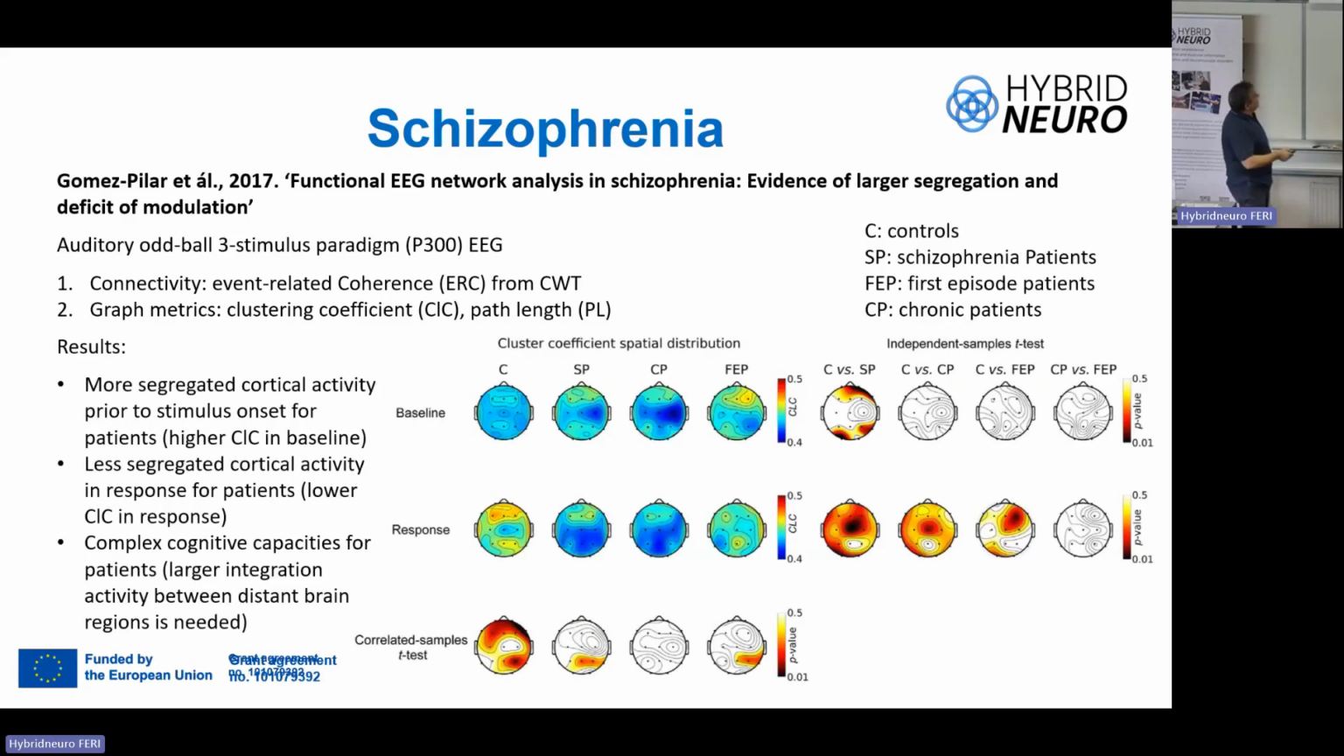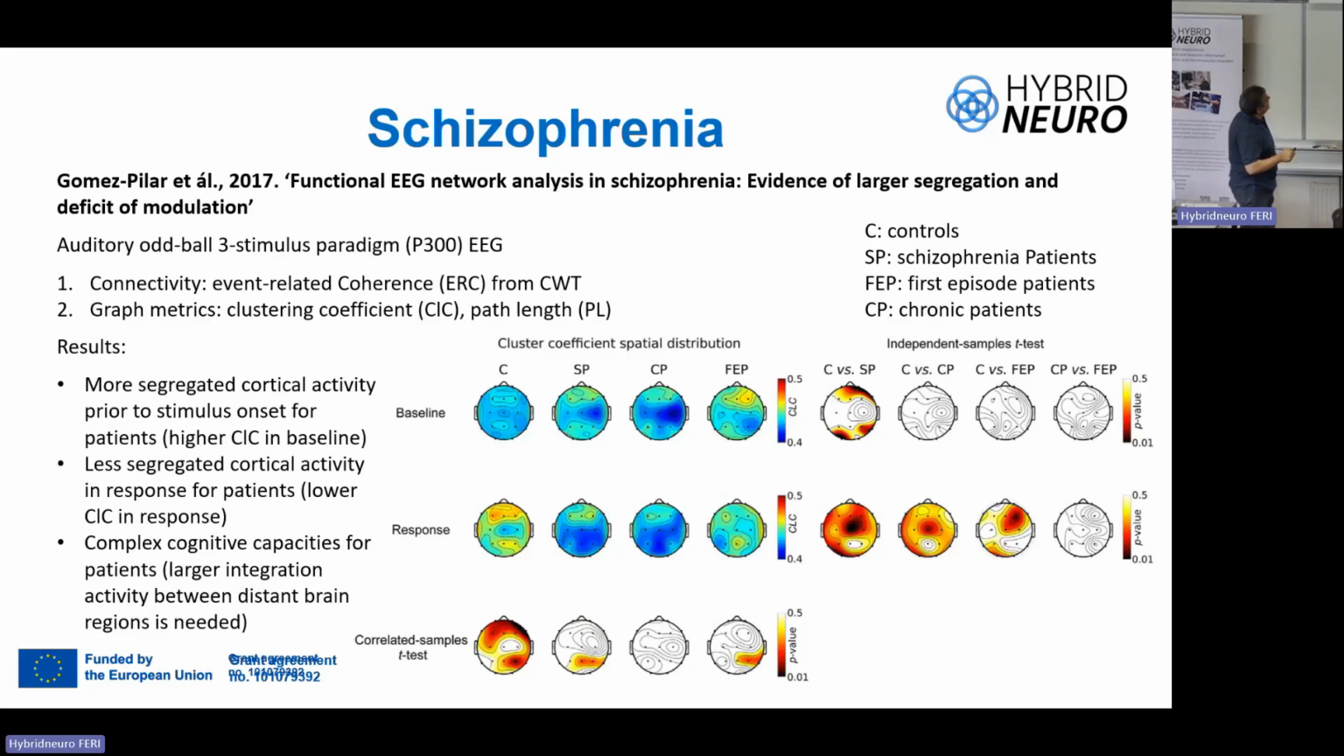Okay, we can see the results. We have several groups: controls, schizophrenia patients, first-episode patients, and chronic patients. So each column is each group.